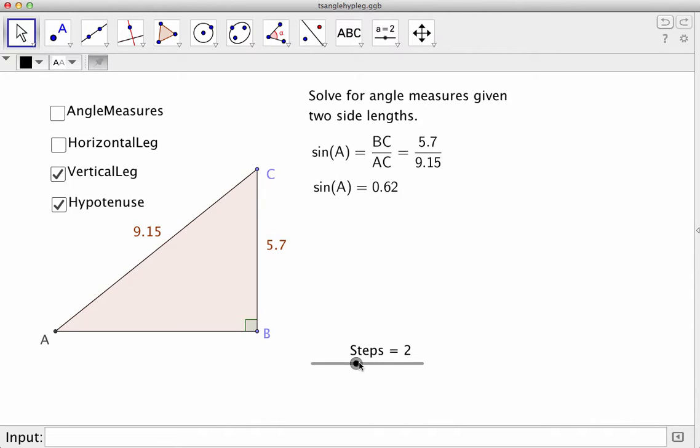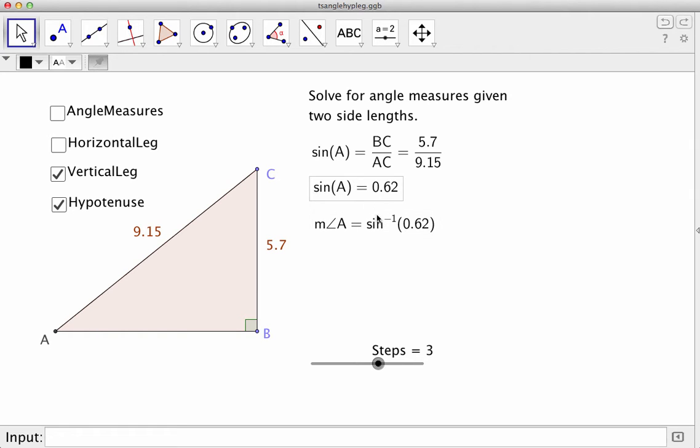So on your calculator now, whereas before when you were given the angle measure and you wanted to find the ratio that goes with that angle measure, you would hit, for example, sine and then the number of degrees for the angle, and the calculator would give you the ratio. Now what you're going to hit is second, then sine, and you're going to enter the ratio, 0.62, and the calculator is going to print out the angle measure that goes with the ratio of 0.62.